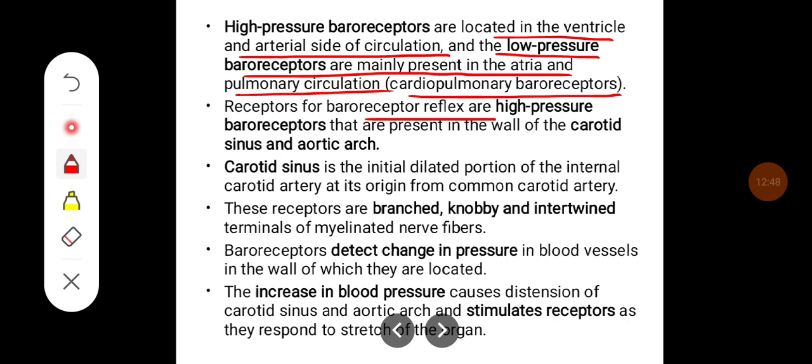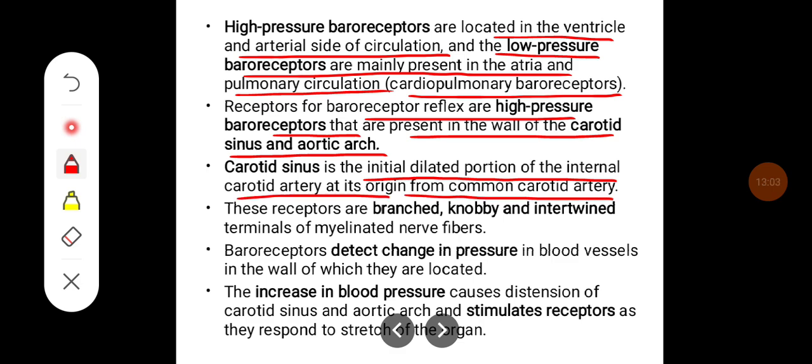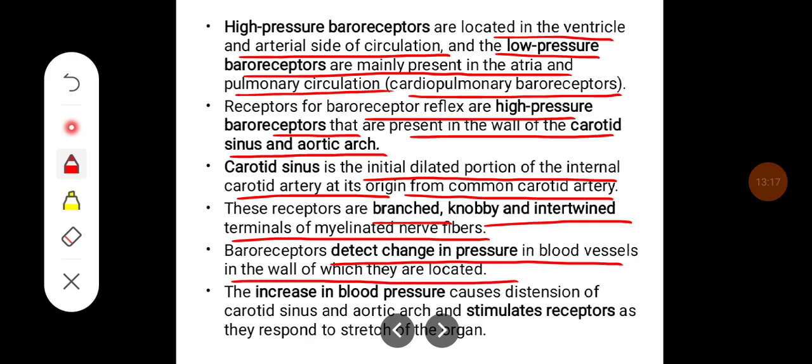The receptors for the baroreceptor reflex are high pressure baroreceptors that are present in the wall of the carotid sinus and aortic arch. The carotid sinus is the initial dilated portion of the internal carotid artery at its origin from the common carotid artery. These receptors are branched, knobby and intertwined terminals of myelinated nerve fibers. Baroreceptors detect change in pressure in the blood vessels in the wall of which they are located. The increase in the blood pressure causes distension of the carotid sinus and aortic arch and stimulates the receptors as they respond to stretch of that organ.